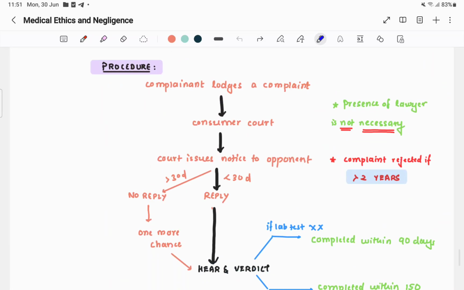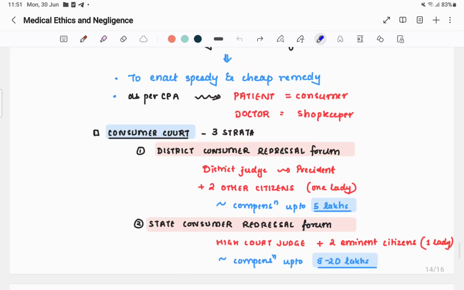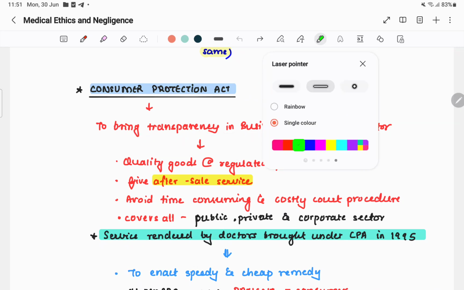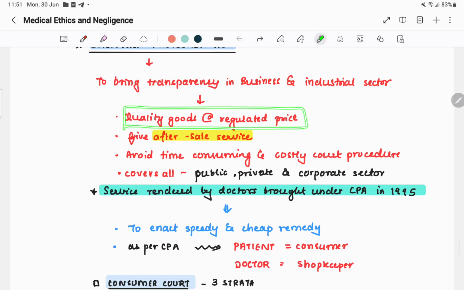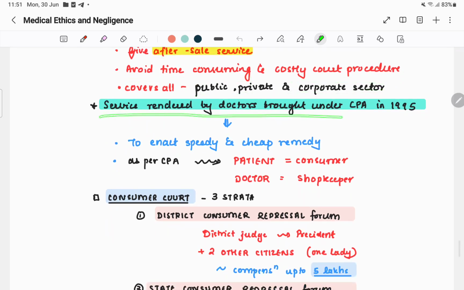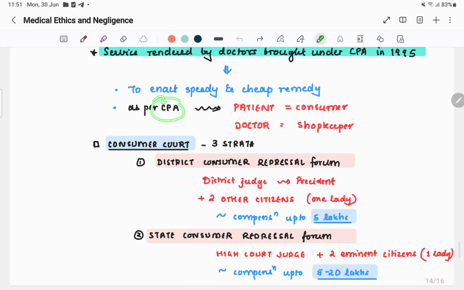So let's discuss some other things which are just side things, and then the act. Let's discuss Consumer Court. The Consumer Protection Act, CPA, was brought into play to bring transparency in the business or industrial sector: quality goods at regulated price, after sale service, avoiding time consuming and costly court procedure, and it covers all. Service rendered by doctors was brought under CPA in 1995, to enact speedy and cheap remedy. As per CPA, the patient is the consumer and the doctor is the shopkeeper.